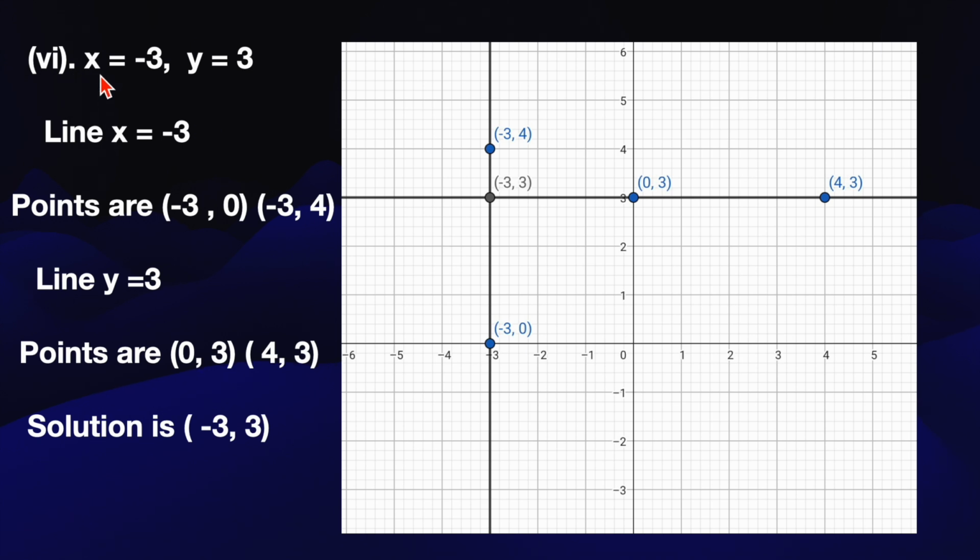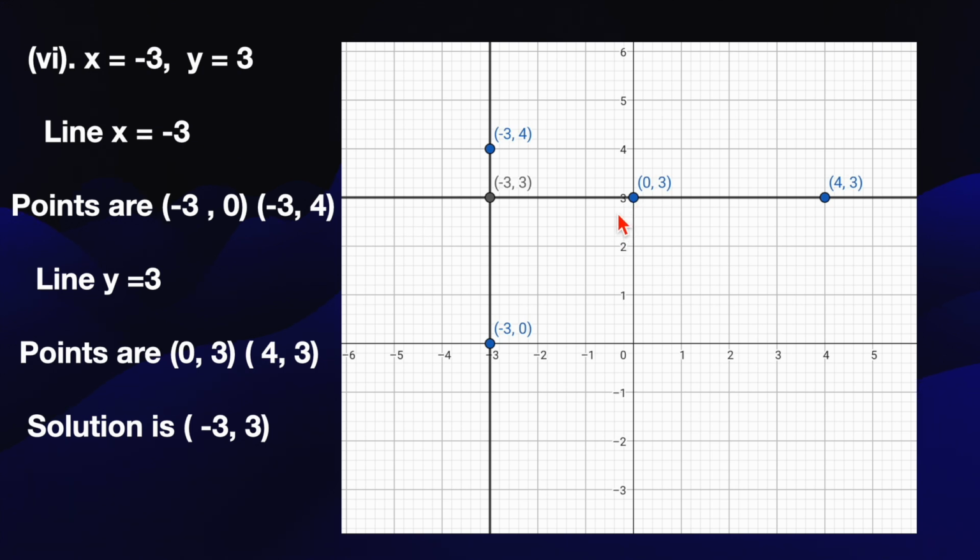Next sum 6. X is equal to minus 3, y is equal to 3. So for this equation, whatever is the value of y, the value of x will always be minus 3. So the points you can take as minus 3, 0, minus 3, 4. You can even say minus 3, 2, minus 3, minus 2. Or any point will satisfy this. Always the x coordinate will be minus 3. Okay, let's plot this.